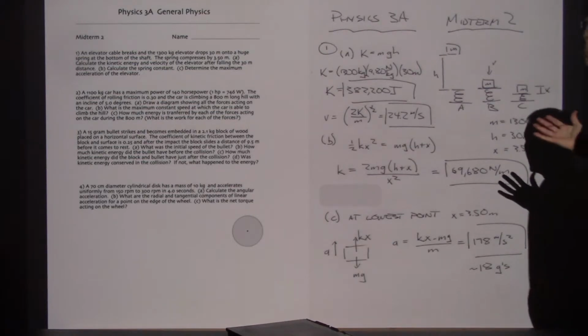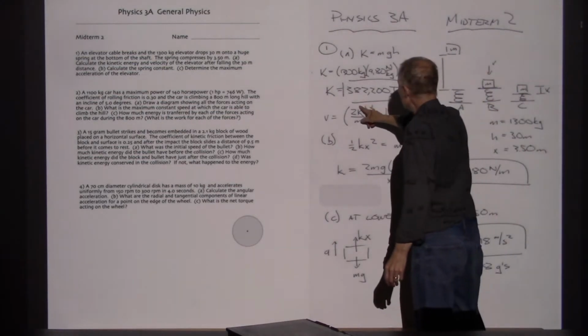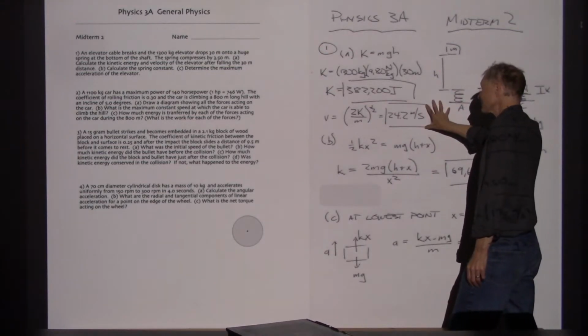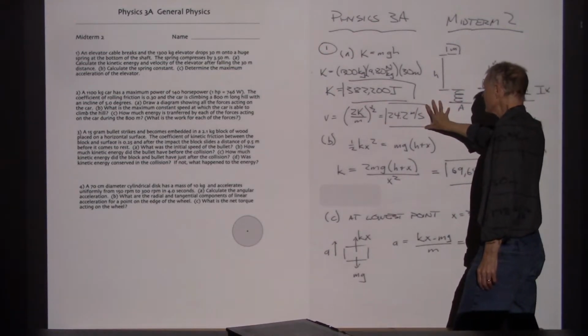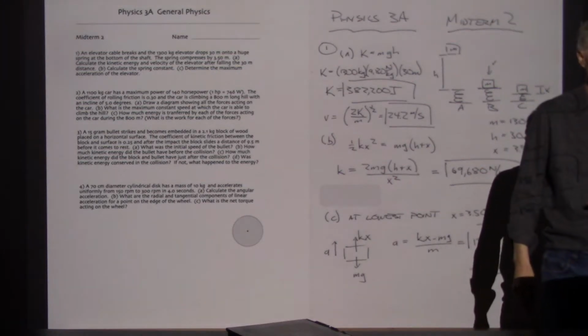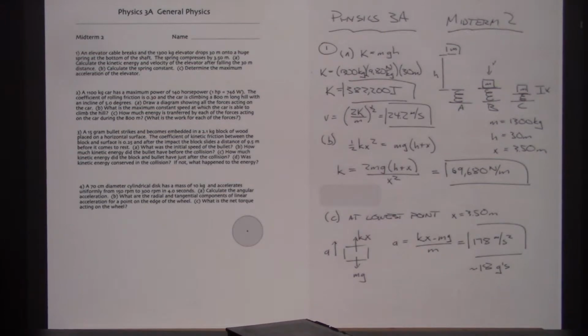Now, to find the velocity, we can take the square root of 2K over m, and it tells us that the elevator's going 24 meters a second. This thing is going 55 miles an hour or something like that. So at 55 miles an hour, we're going to have you stop in 3.5 meters.